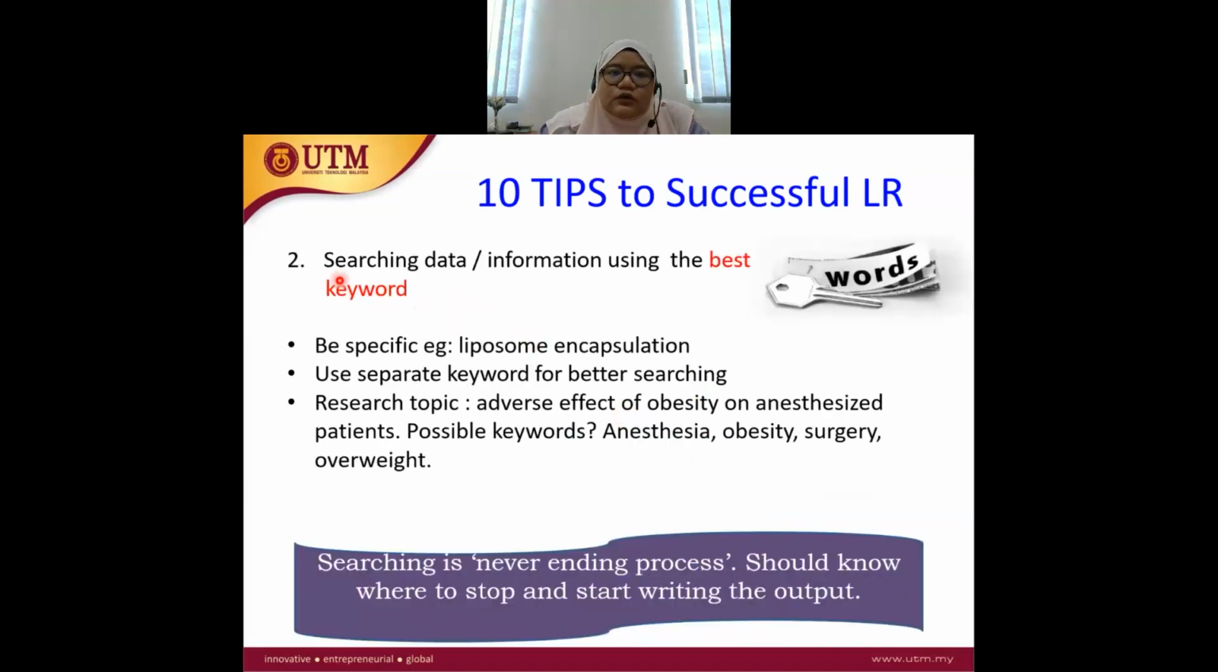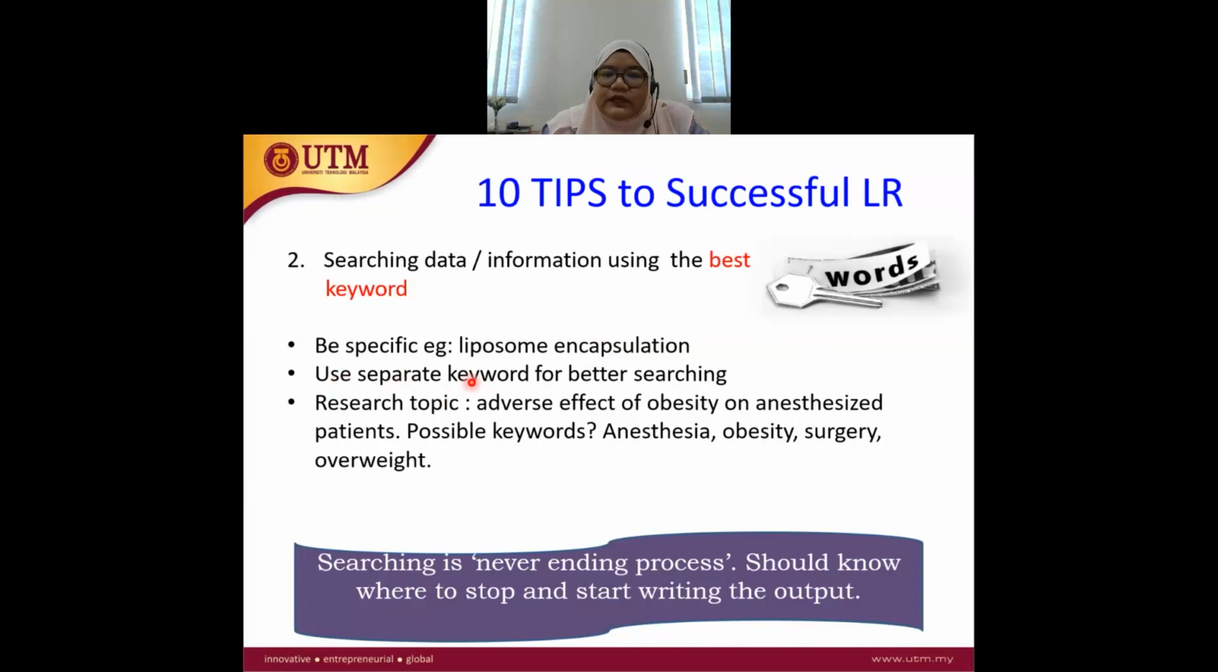Second, how to search the data or information using the best keywords. For example, you have to be specific. If you want to search about liposome encapsulation, you don't want to put encapsulation only. You have to be specific: liposome encapsulation. If you are searching for encapsulation only, the findings might be millions. But if you are specific, the findings might be focused.